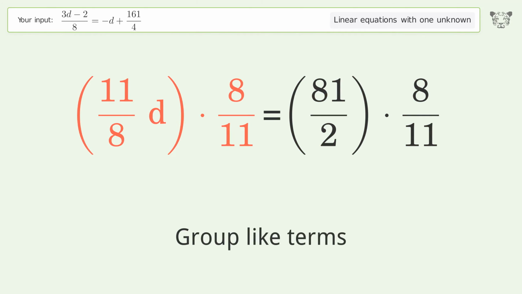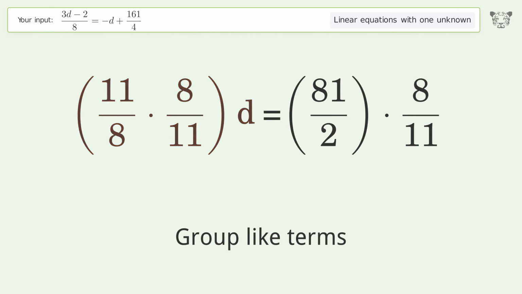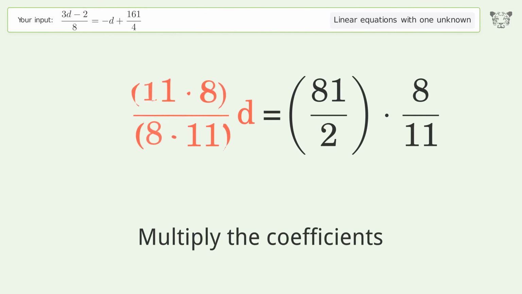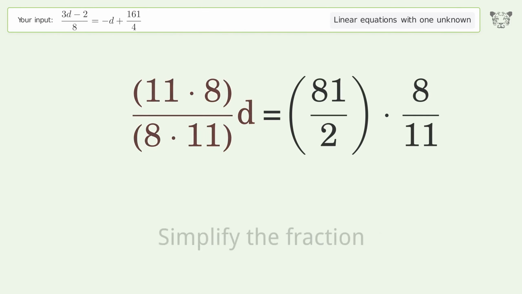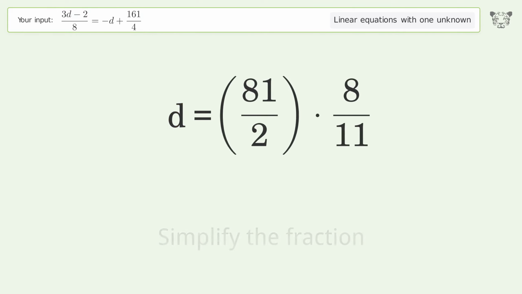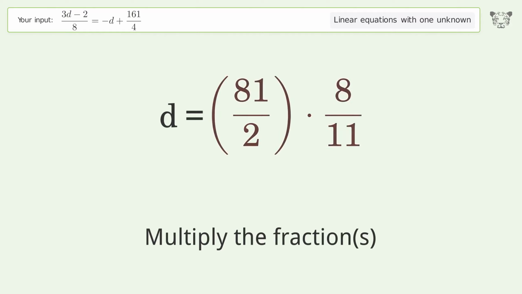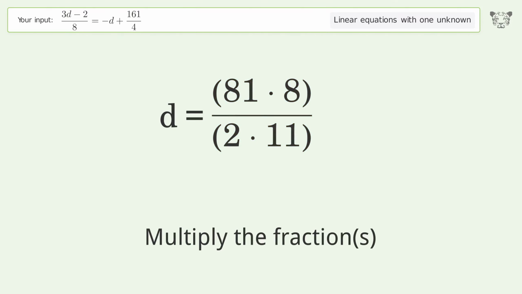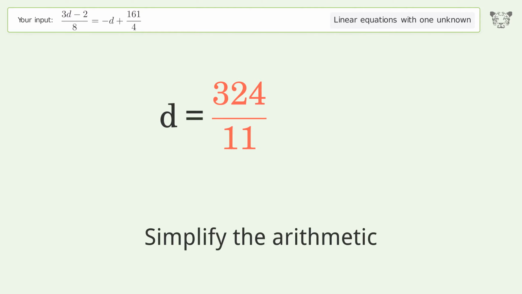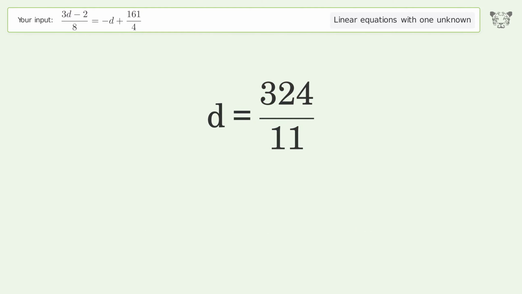Group like terms. Multiply the coefficients. Simplify the fraction. Multiply the fractions. Simplify the arithmetic. And so the final result is d equals 324/11.